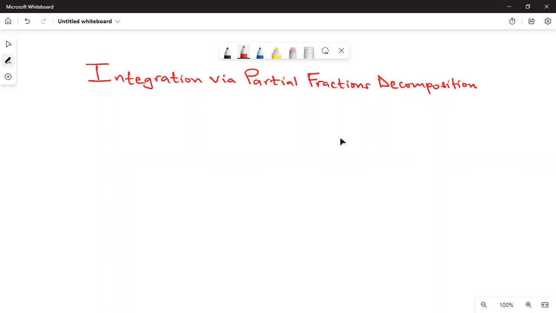So today we are going to look at Calculus 2 and our main topic is integration via partial fraction decomposition. Before we look at how to integrate, we first of all need to understand the concept behind partial fractions. So under this, we are going to write.